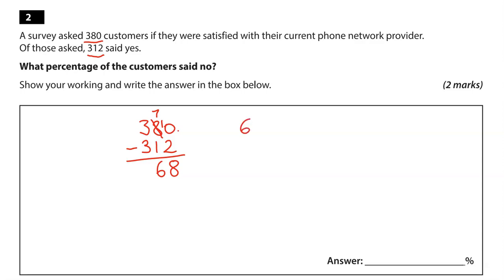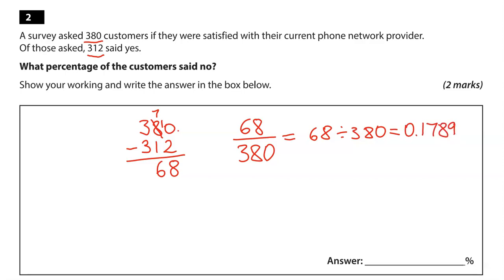So we're looking to work this out as a percentage. So that is 68 out of the total number of customers, which is 380. So as you know, this fraction line means division. So in the calculator you'll do 68 divided by 380, which gives us 0.178947 and so on.